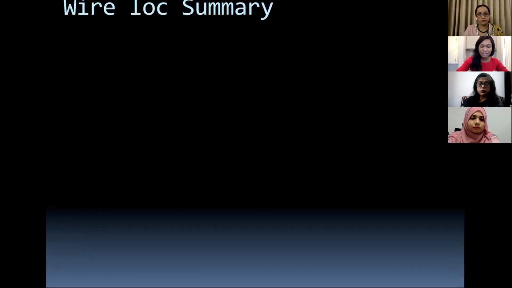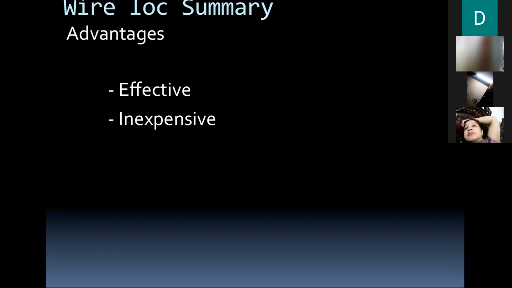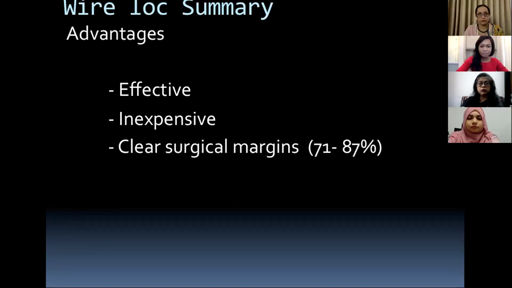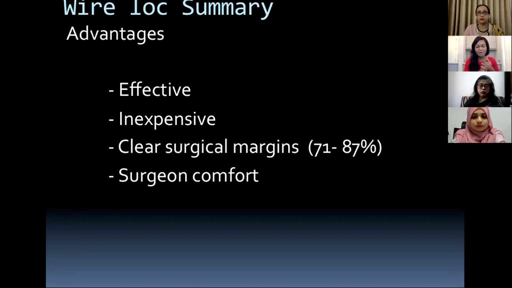So wire localization, in summary, is very effective. It is inexpensive. It gives clear surgical margins, according to research, in 70 to 87% of the time. It is able to help us get the area of interest with clear surgical margins a very high percentage of the time. So it's very effective. Most of the surgeons are very comfortable with it because they have a clear visual of where they're trying to go, and when they remove that specimen, they can see the wire has been removed in totality, and so they're comfortable with it. It's often how they've trained.